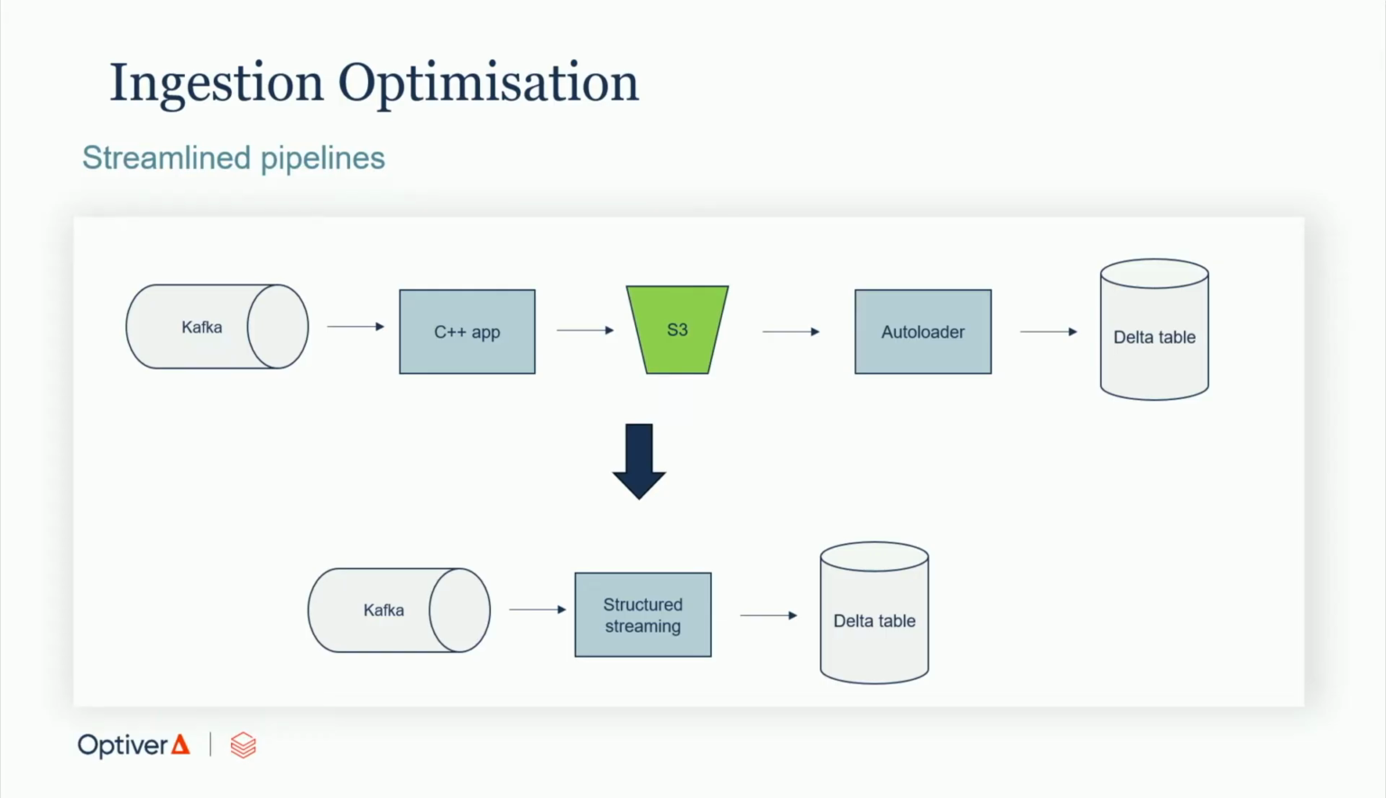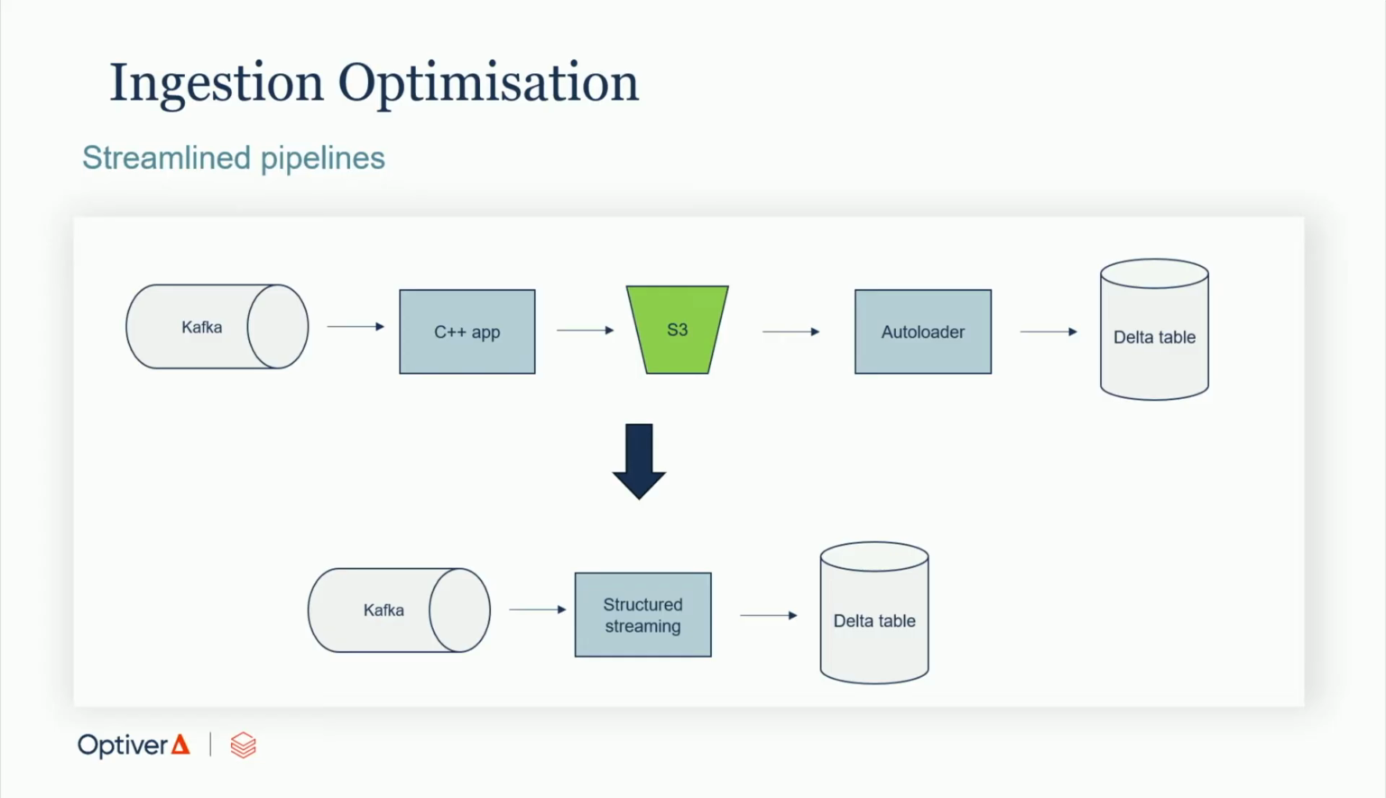For the vast majority of our data, we have a C++ app that pulls data from Kafka and lands Arrow files into an S3 bucket. From there, we have an autoloader that incrementally loads new files and writes them into Delta tables. The advantage of this design is that it's very efficient and very cost-effective. However, the original purpose of this pipeline was to optimize for throughput rather than for latency.